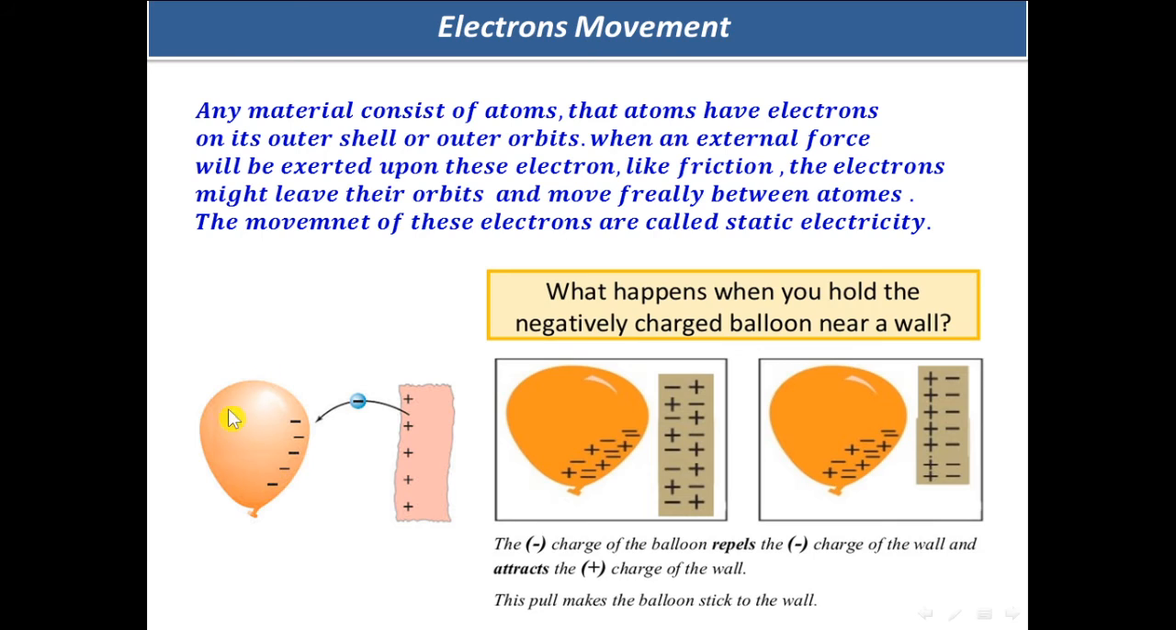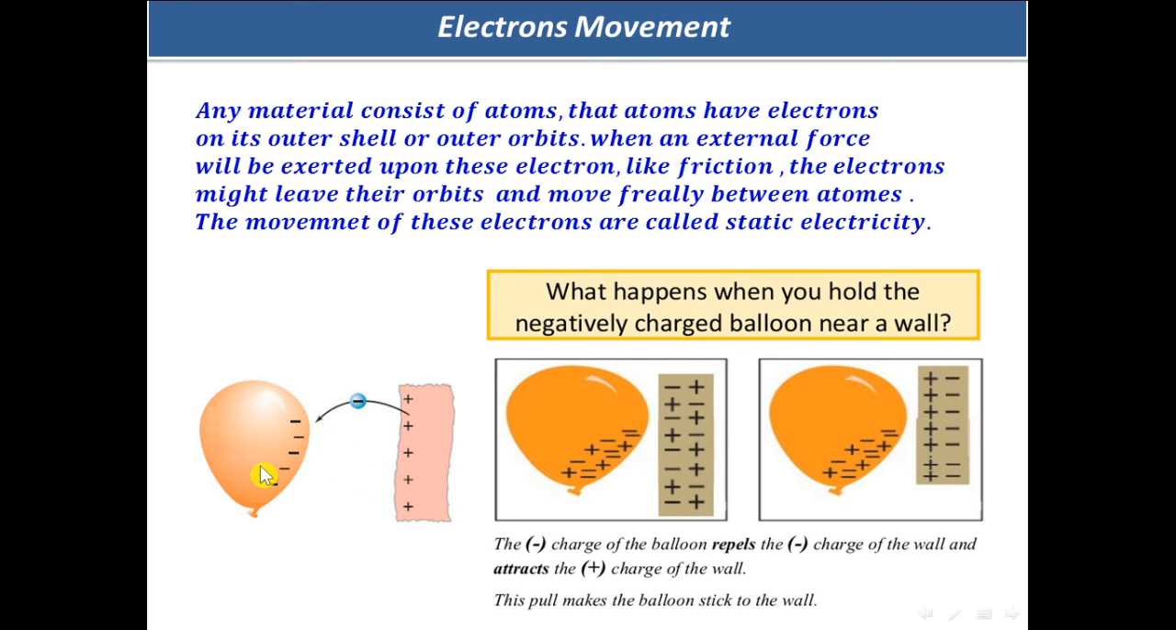And then what happened in the balloon? The balloon will be negatively charged and the wall will be positively charged. Why? Because the negative charge of the balloon, if you bring it close to the wall, will repel the negative charge in the wall. So they will go to the other side, and then the balloon will attract the positive charge of the wall to it. That's why we have two different charges. This one here is negative and this one is positive. That's why the balloon will stick to the wall, because there are two different charges.